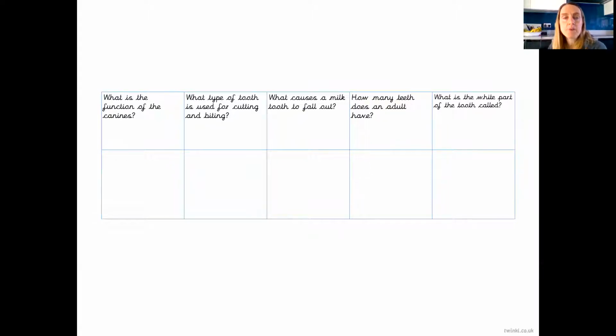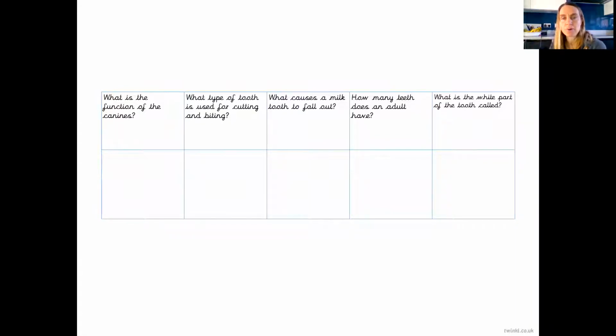So, number 1, what is the function of the canines? So in other words, what is the job of the canine teeth, if you can remember that from last week? If you didn't do your science last week, don't worry, you will find these questions a little bit tricky, but when we go through the answers, you might learn something. Question 2, what type of tooth is used for cutting and biting? So if you can remember the name of the tooth, it's the one at the front. Okay, pause the video while you think about that.